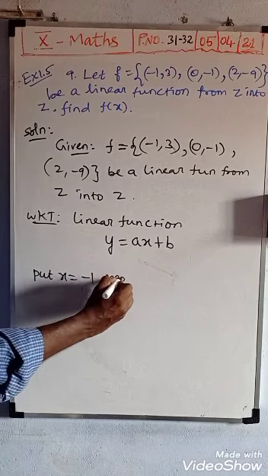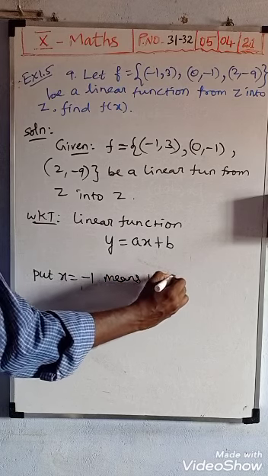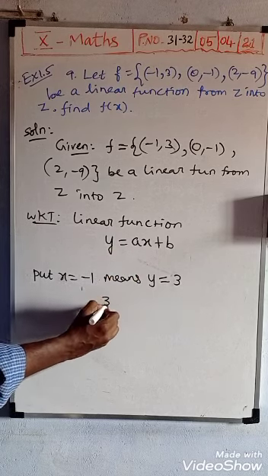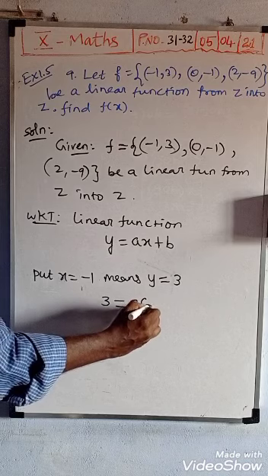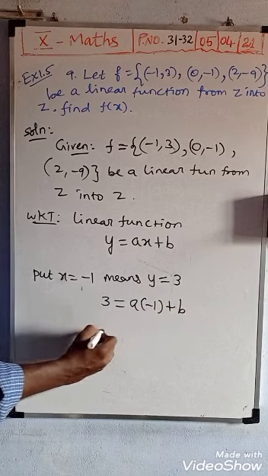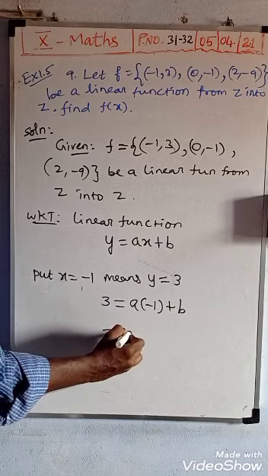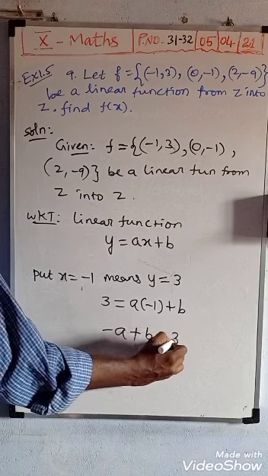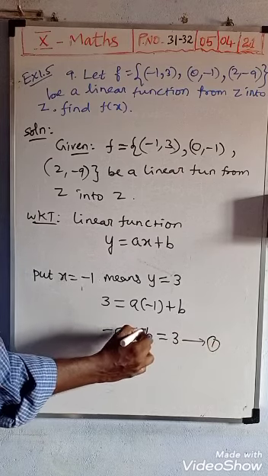x is equal to minus 1 means y is equal to 3. So you substitute in this equation: 3 is equal to a of minus 1 plus b. So you will get a into minus 1, minus a plus b is equal to 3. You consider this as equation 1.